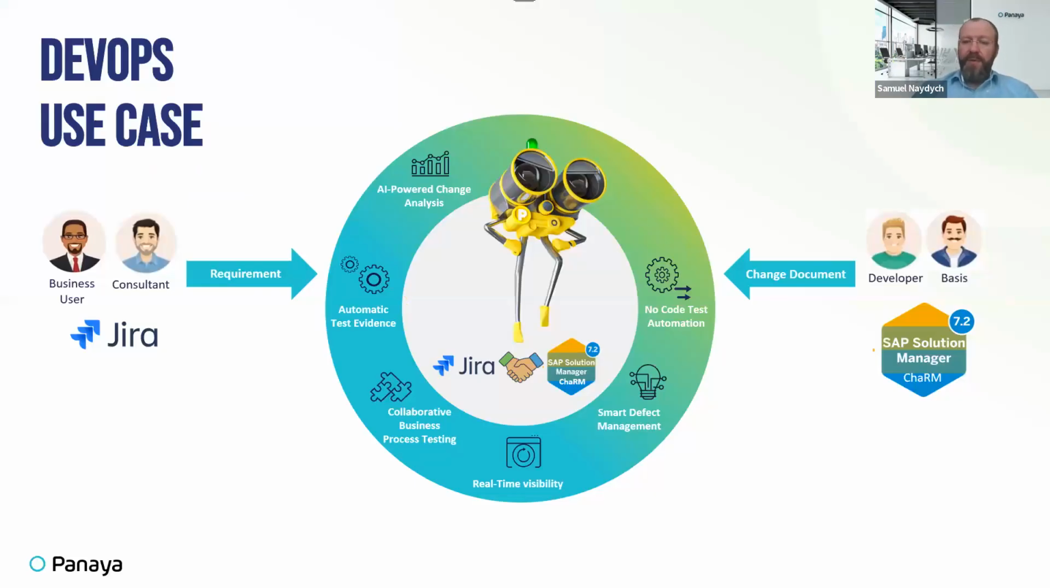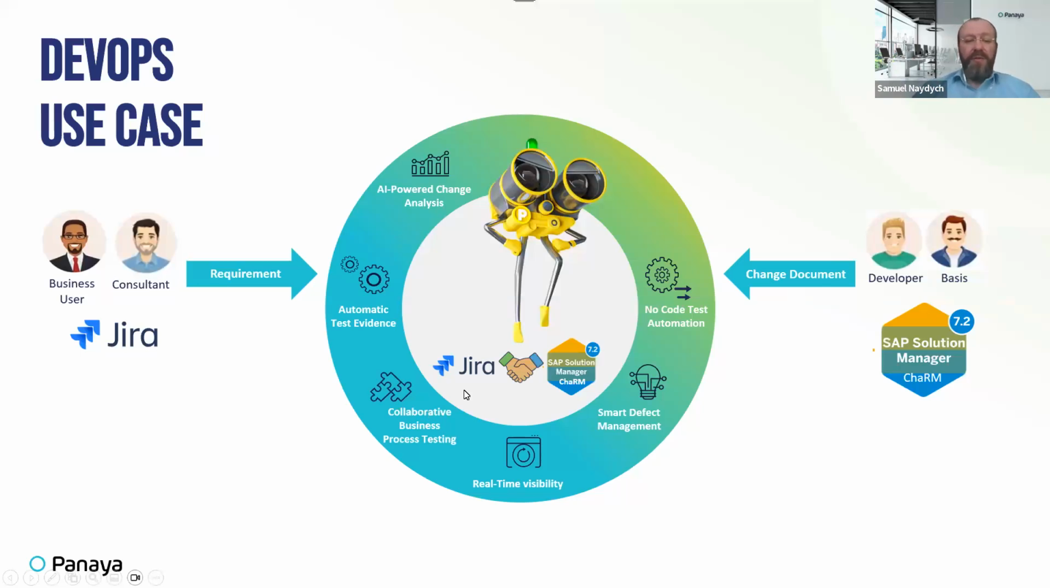Let's see one example of how it works. Let's assume there is a business user and a consultant who are working in Jira, which is part of the organizational process. The requirement or story is created in Jira. This story is automatically available in Panaya as well.